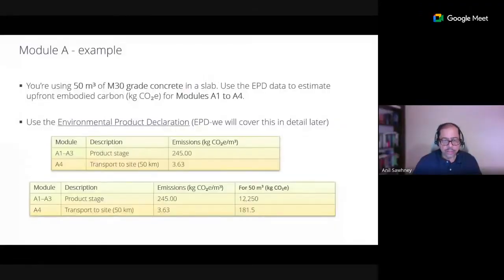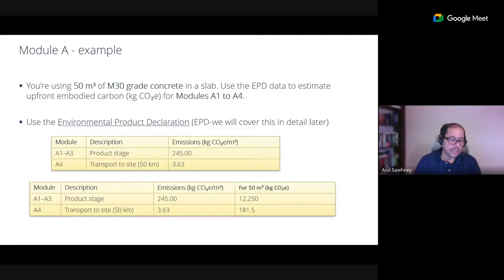So you will notice that we basically took the numbers from that table, which was, I believe, page 21. A1 to A3 is 245 kilograms carbon dioxide equivalent per cubic meter. That was the declared unit. A4 is 3.63. You have 50 cubic meters. So basically, that's your A1, A2, A3, A4 emissions from concrete on that particular project. So very simple example, but it does highlight the importance of all the data that's needed.